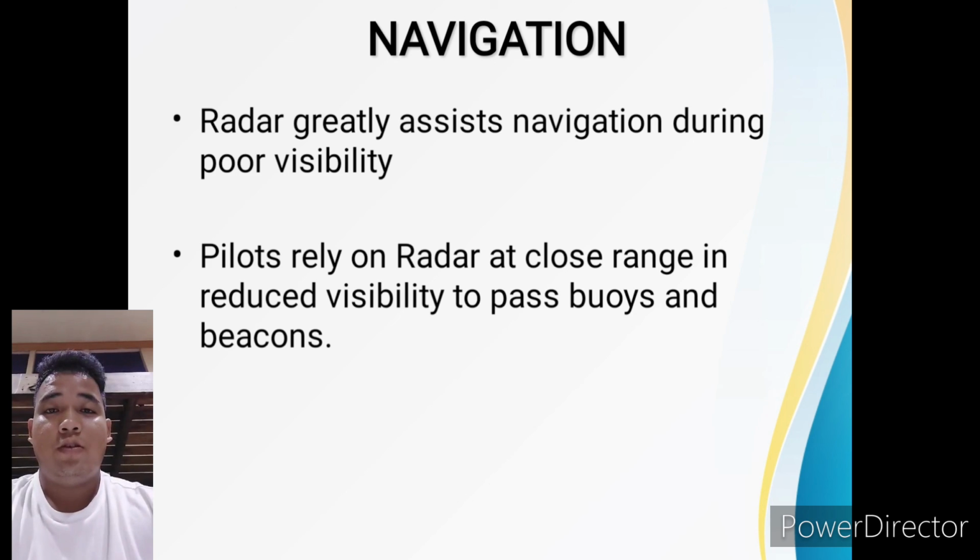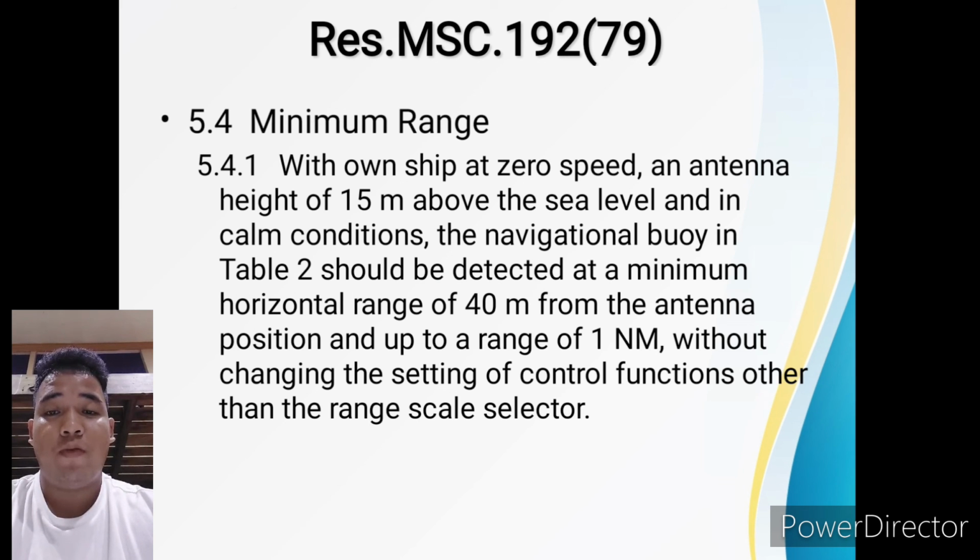So thank you, Agokoy. For the continuation of our report, navigation. Radar greatly assists navigation during poor visibility. Pilots rely on radar at close range and reduced visibility to pass buoys and beacons. The minimum range is 5.4.1, with the ship at zero speed, an antenna height of 15 meters above sea level, and in calm conditions. The navigational buoy in Table 2 should be detected at a minimum horizontal range of 40 meters from the antenna position and up to a range of 1 nautical mile without changing the setting of control functions other than the range scale selector.